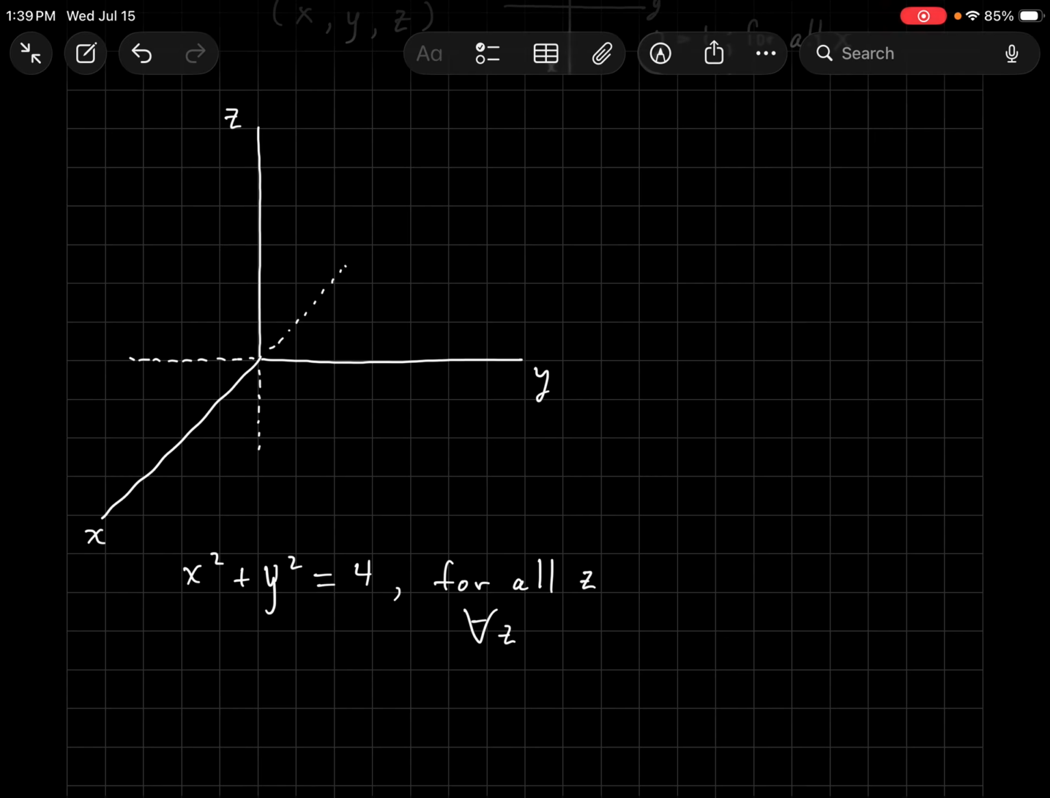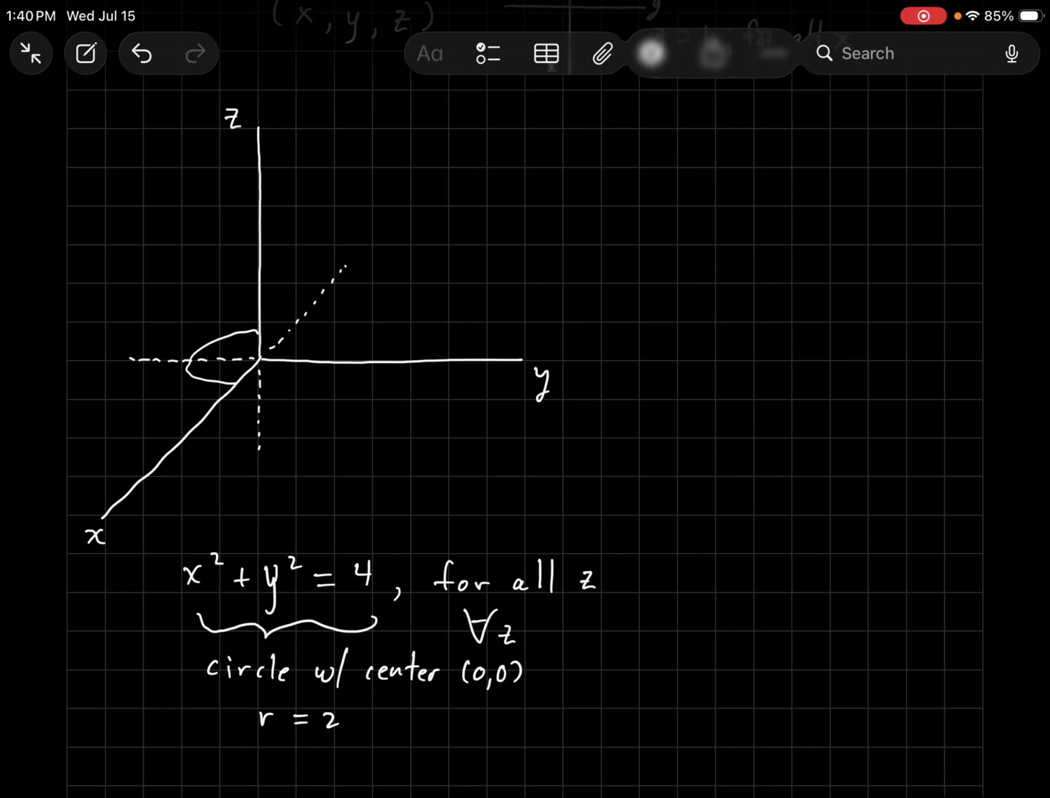Let's start with the graph x squared plus y squared equals 4. This is a circle centered at the origin that has a radius of 2. So let me draw a circle centered at the origin in the xy plane with radius 2, and I'll just try to estimate it, something along these lines. Imagine that's lying flat in the xy plane.